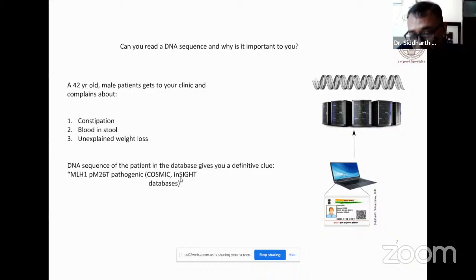this patient has colon cancer, and the tumor is somewhere lodged in the rectum or colon, and multiple members of the family will also have colon cancers, because this colon cancer is happening because of Lynch syndrome, which is an inherited form of colon cancer.